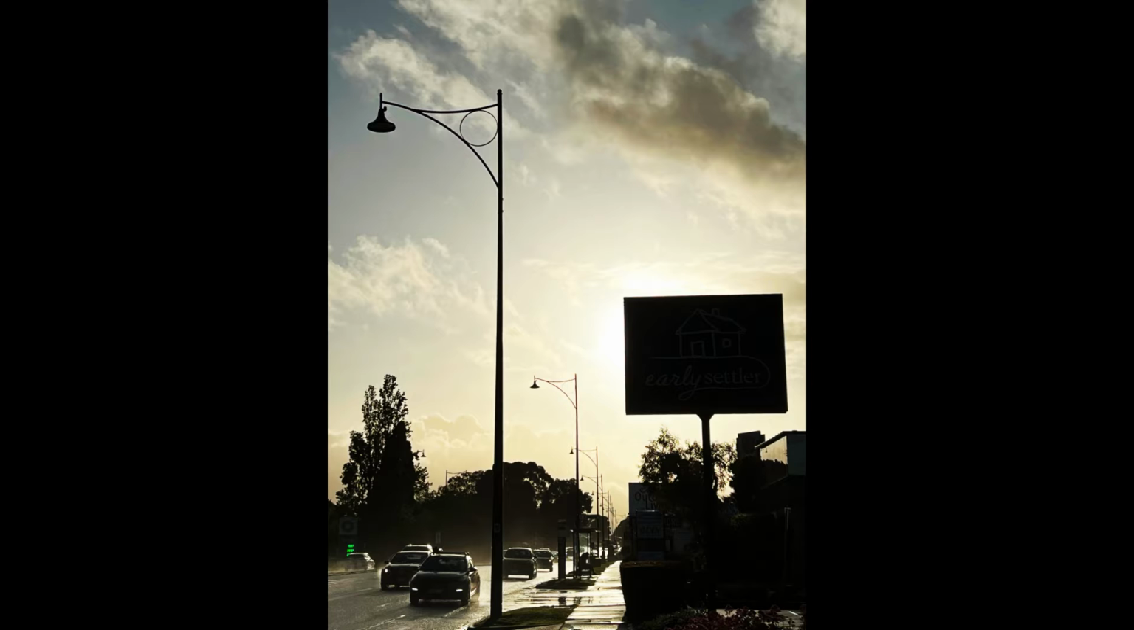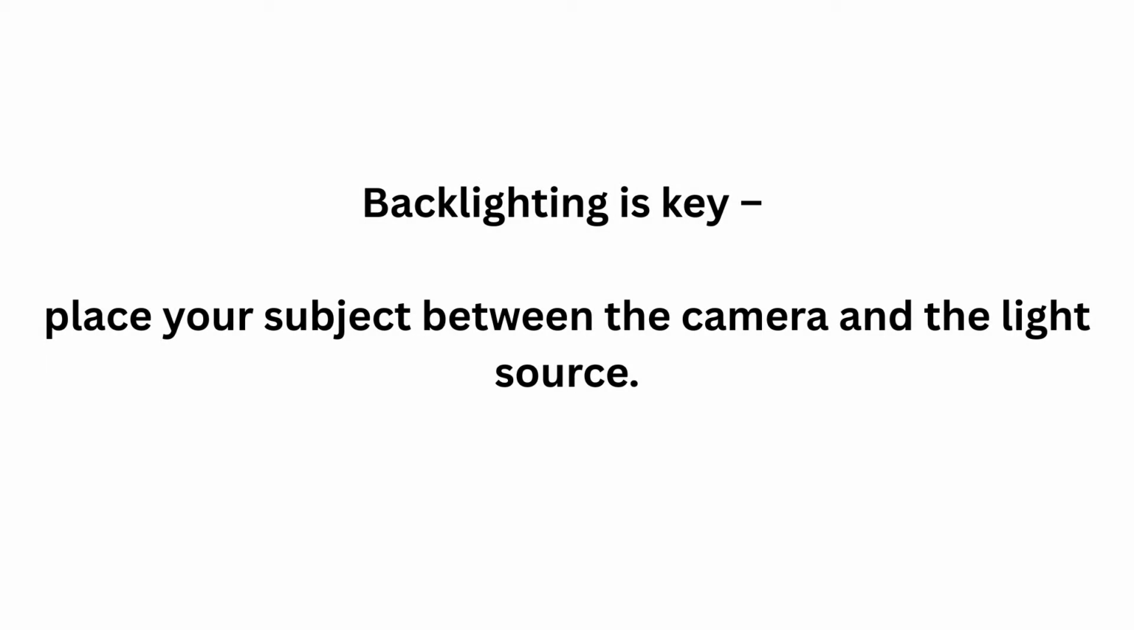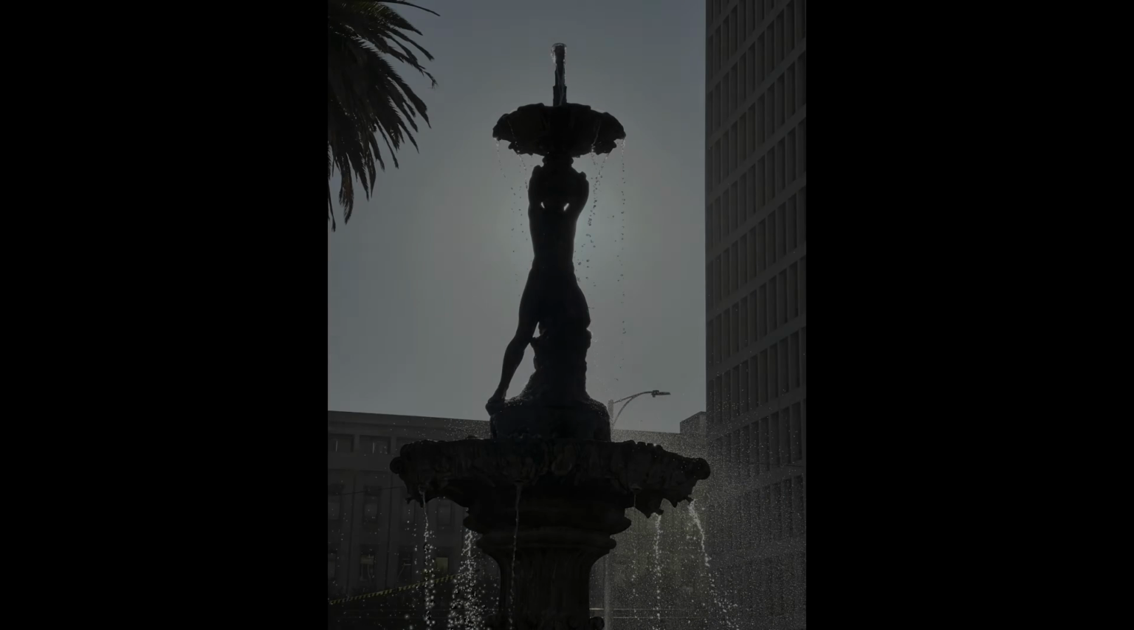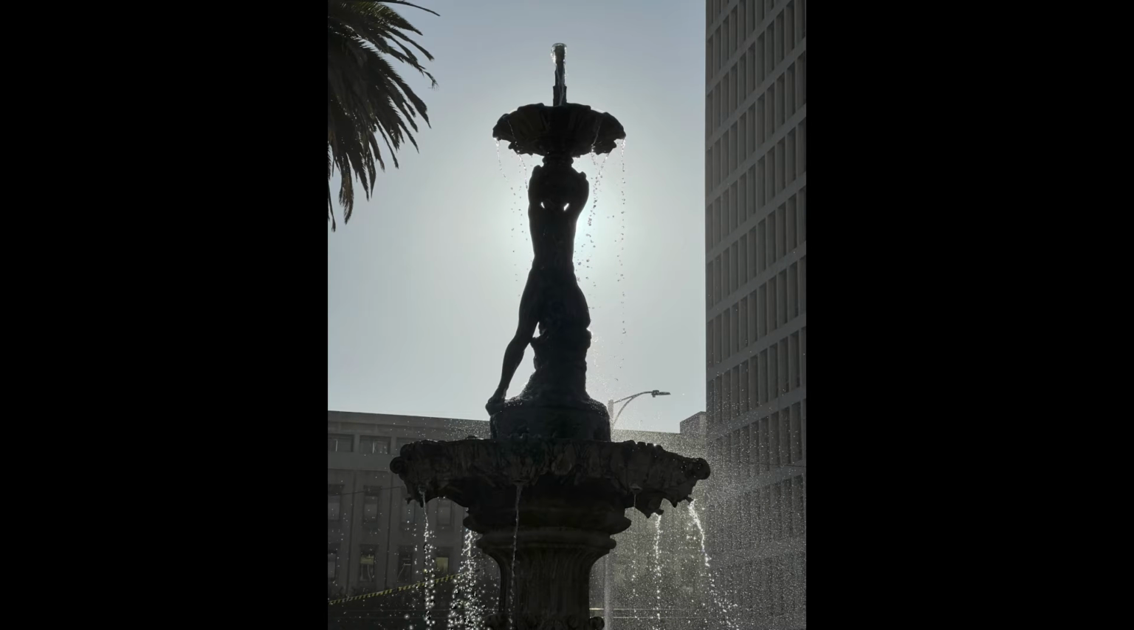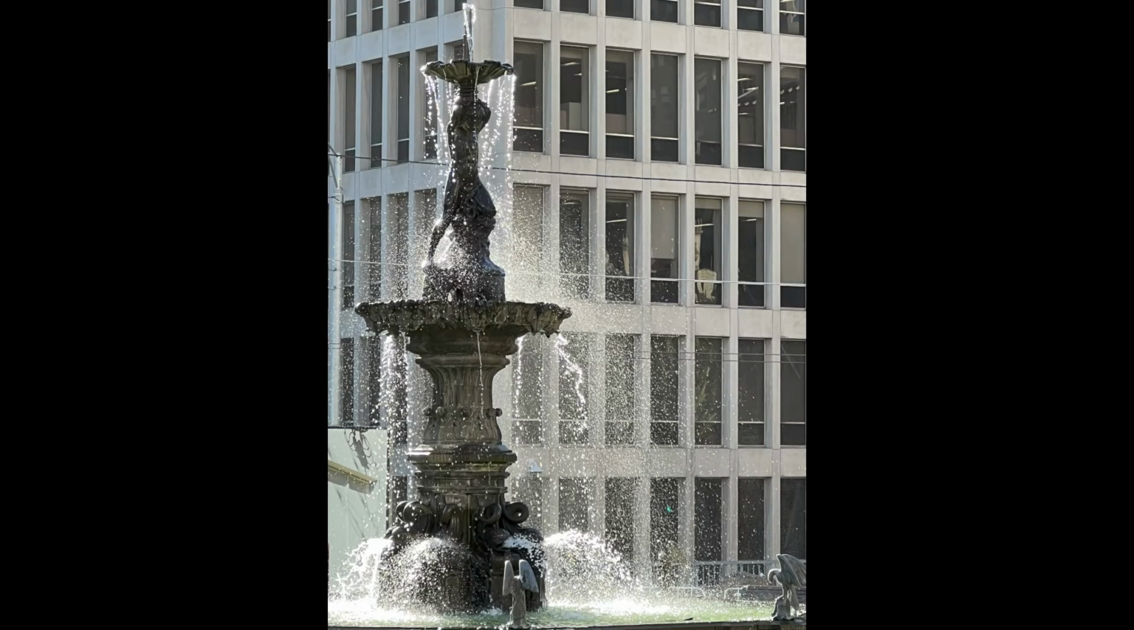Best lighting conditions for silhouettes. Backlighting is absolutely the key. It's all about having your subject between the camera and the light source, so it becomes silhouetted. As an example here, with the water fountain, we've got one where the light is directly behind, and here's another one where the light's to the side. We've moved around so the light's not directly behind.